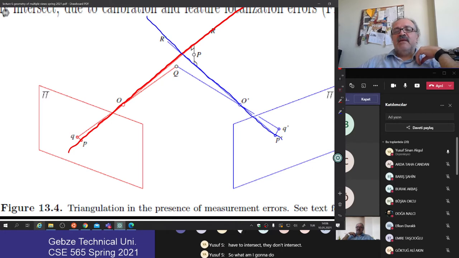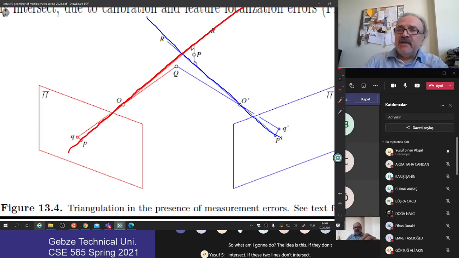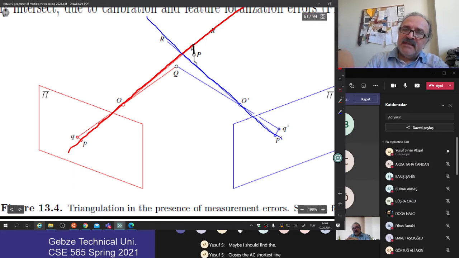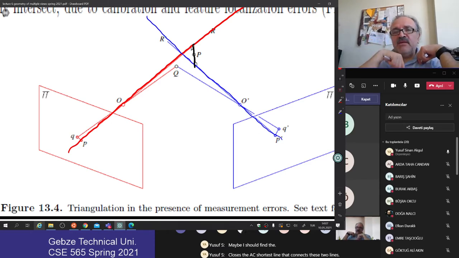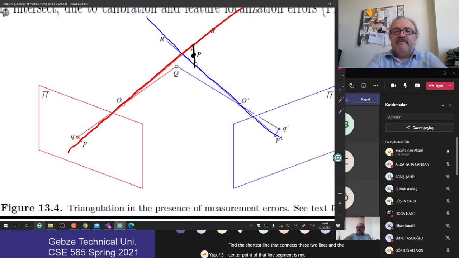The idea is this. If these two lines don't intersect, maybe I should find the closest, shortest line that connects these two lines. Find the shortest line that connects these two lines, and the center point of that line segment is my P point, point P. That's what we are going to do right now.